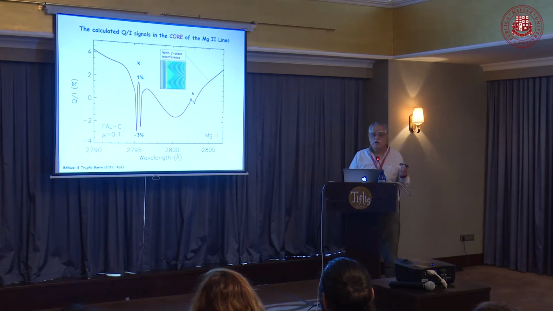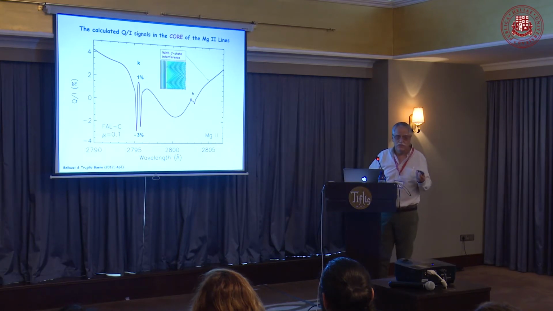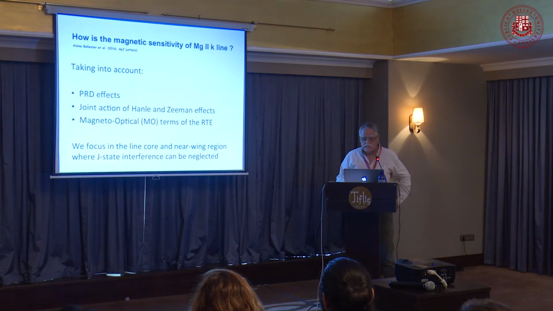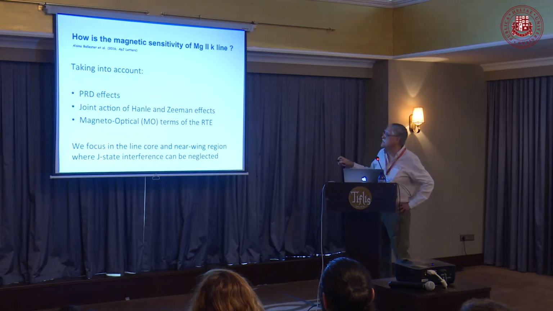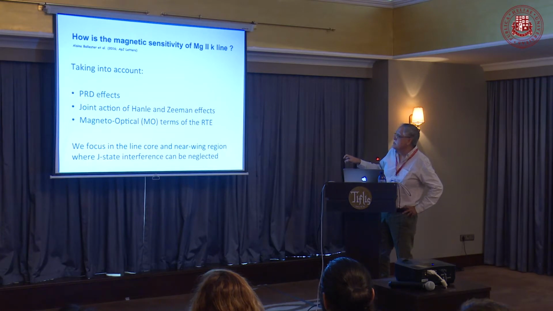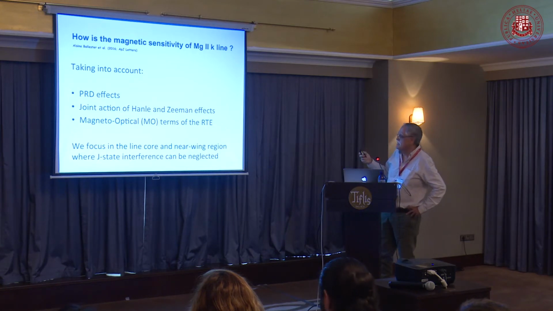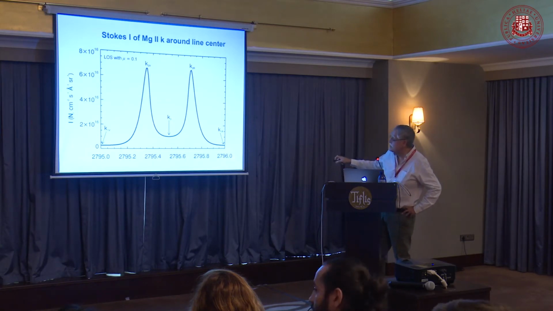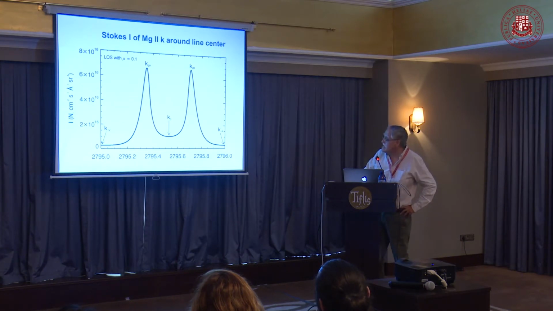And this is taking into account the physical ingredient of quantum mechanical interference between the two upper J levels. If we ignore that, we get something different, but fortunately, in the line center and in the negative peaks, this ingredient is not necessary. So this allows us to simplify the problem as a first step. Let us take into account PRD effects, the joint action of the Hanle and Zeeman effects, and this new mechanism that I showed in one of my first transparencies. So I am going to focus on this spectral area, where we can ignore the J-state interference effects, around the line core of magnesium k.